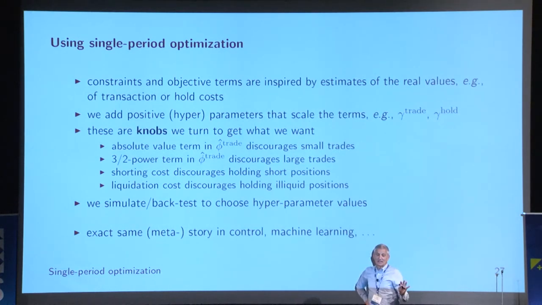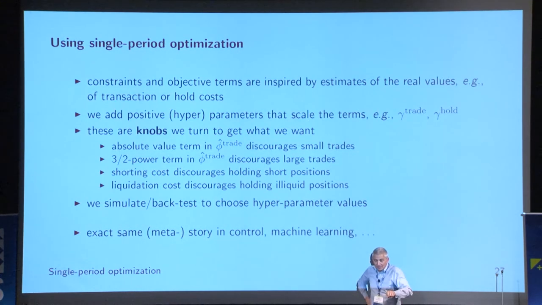And it should not be an aesthetic thing. You will do it only by backtesting, otherwise known as validation. So that's how you're going to do it. Okay, so if you turn this up and down, you discourage small trades. If you scale the 3/2 power term, what it's actually doing is discouraging large trades.